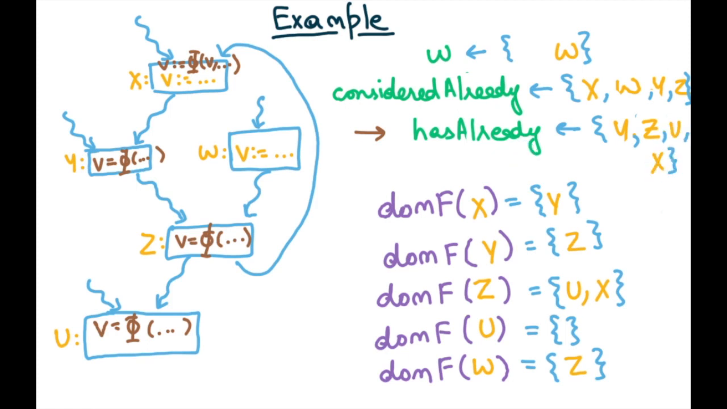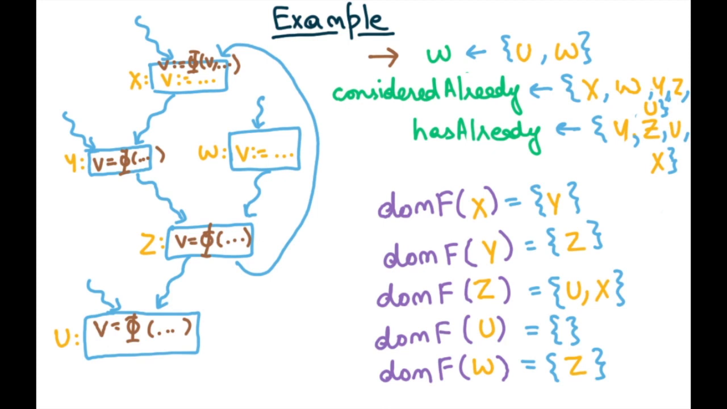Now I also need to transitively add u and x to the work list. Before that I need to check whether u and x already belong to considered already or not. So u does not belong to considered already, but x already belongs to considered already. Because x already belongs to considered already, I don't need to add x to the work list. This is because I've already considered x and I've already added phi nodes at x's dominance frontier. And so I don't need to consider x again, but I do need to consider u again. So I'm going to add u to the work list and to considered already.